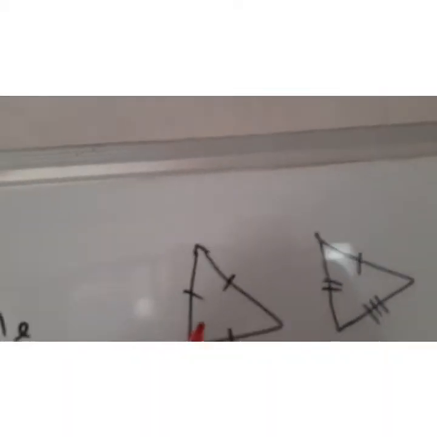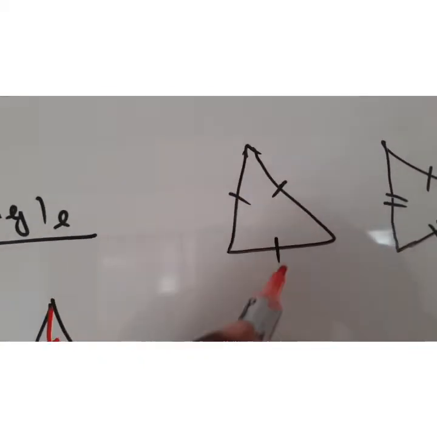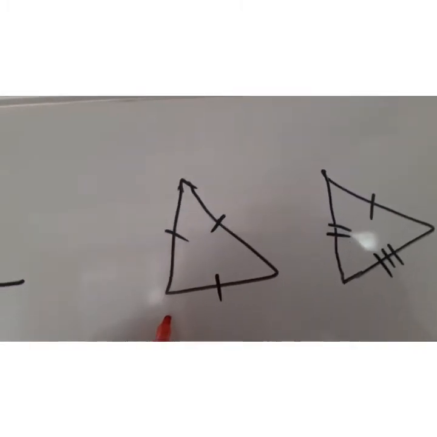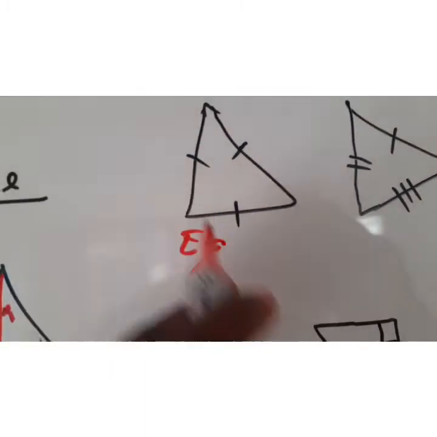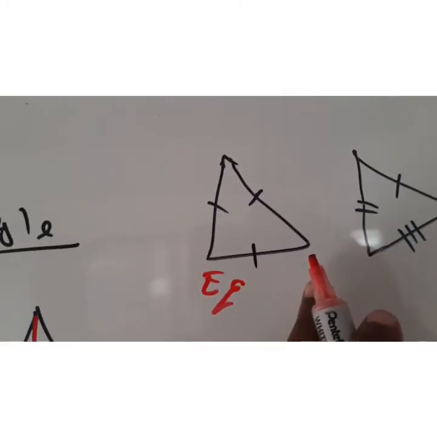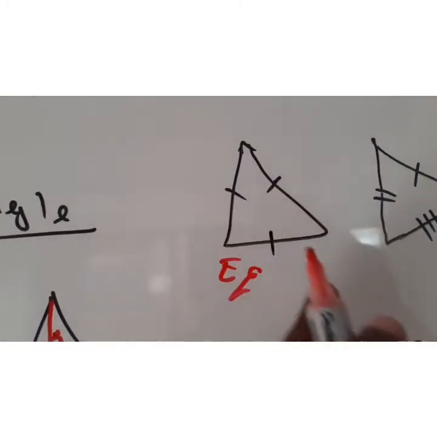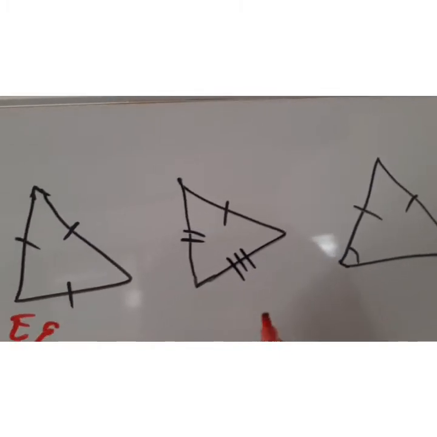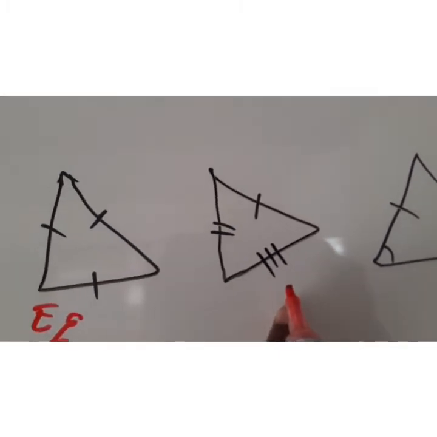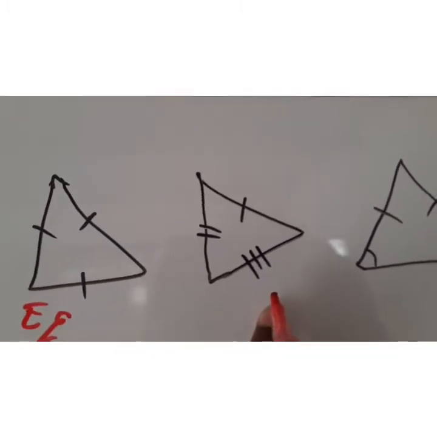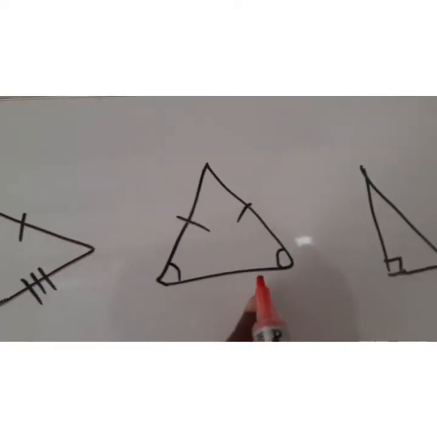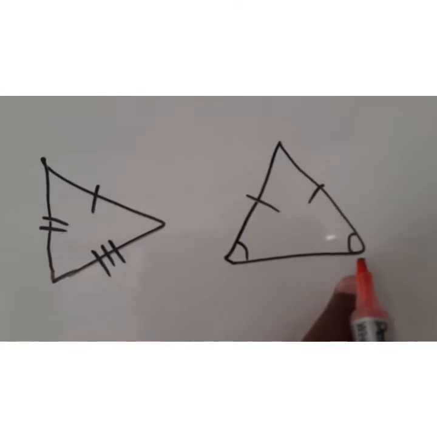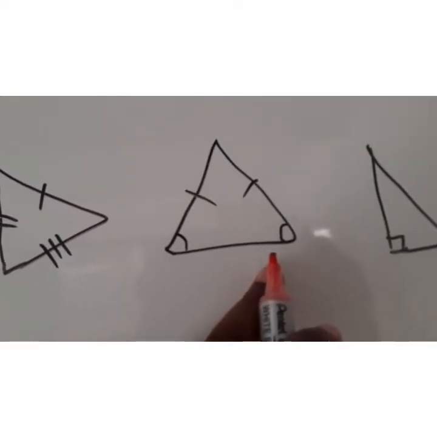First triangle, you'd have 3 equal sides. This is referred to as the equilateral triangle. This is your equilateral triangle because all sides are equal. Then you have this triangle which does not have any equal sides, and it becomes your scalene, okay? And then you have this triangle which has 2 equal sides, and that becomes your isosceles triangle.